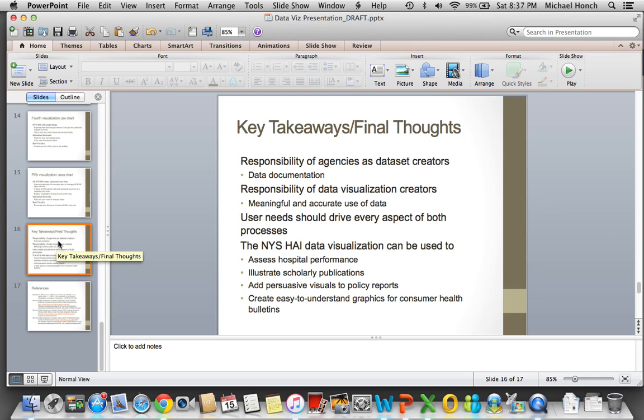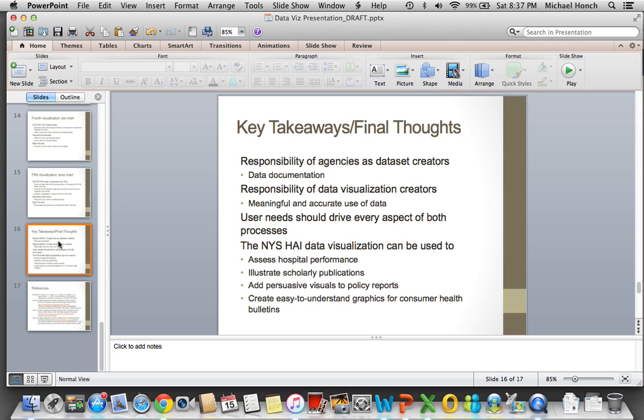A few key takeaways from this that I got. Now, Tableau requires the user to know the meanings and limitations of their data set, which is where the data dictionary and other resources that the Department of Health supplied really helped me as the visualizer learn the data set while learning Tableau. So the data documentation was sort of key to all of this. But I would also mention the responsibility of data visualization creators to always sort of test and query their work to make sure that their visualizations are meaningful and accurate and don't misuse the data in any way.